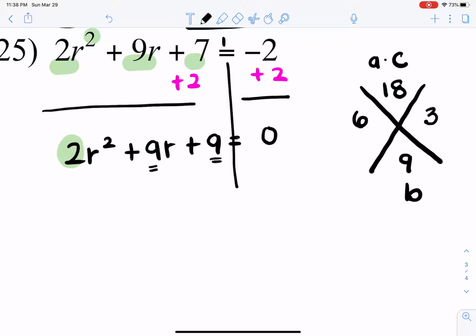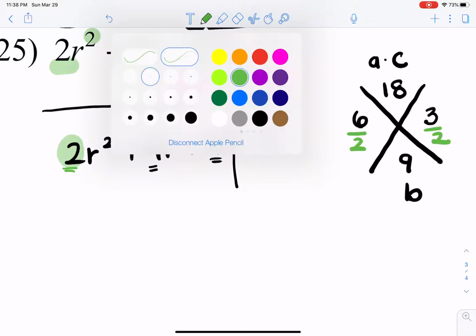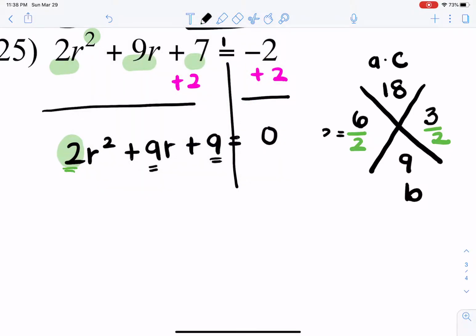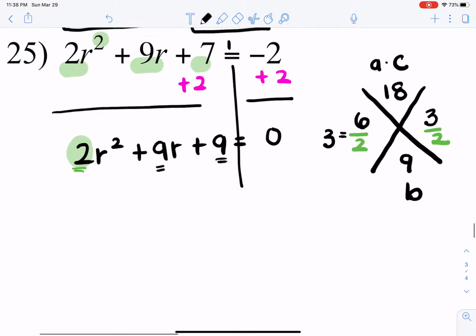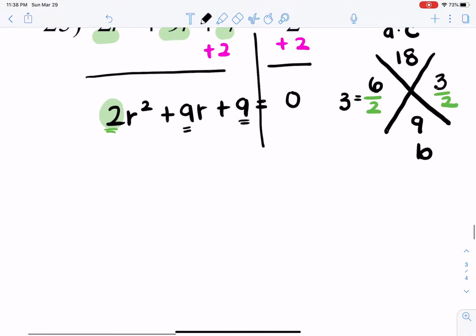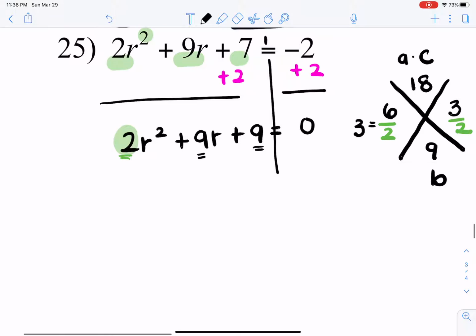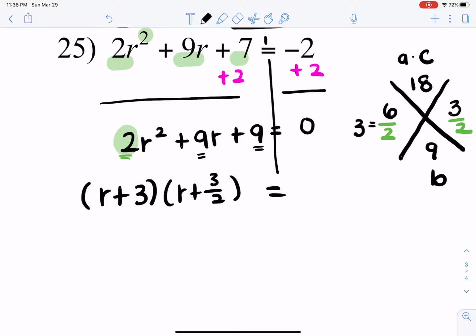Now, we have to look at our a value. Since our a value is 2, we need to divide by 2. So 6 over 2 is 3, and your other value is 3 over 2. So if we simplify that quadratic trinomial to binomial expressions, it will be r plus 3 and r plus 3 over 2 equals 0.